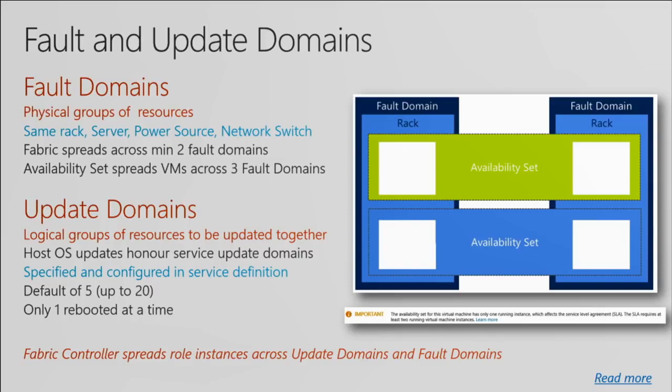Update domains are slightly different. Update domains aren't based on physical location, they're based on knowing where the VMs are, so that when there needs to be an update on the fabric, only one of those update domains will be rebooted at a time. So if there's updates, you'll only lose one at a time. If there's faults, you'll only lose one fault domain at a time. You don't have to work out where any of this is. The Azure Fabric Controller just says the best place to put these at any particular time.